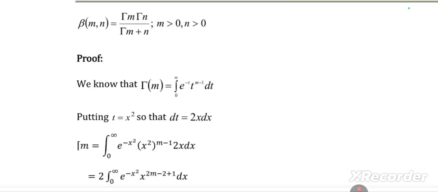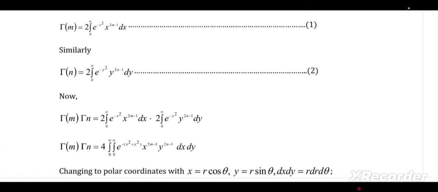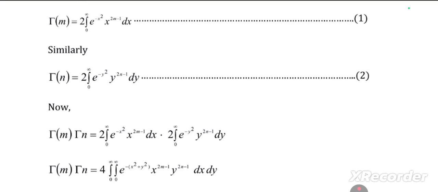The next step, take that 2 outside of the integral. 2 times the integral from 0 to infinity of e power minus x square. We have the base x two times, so add the power values: x power 2m minus 2 plus 1 into dx. It will become like this. Gamma m is equal to 2 times the integral from 0 to infinity of e power minus x square, x power 2m minus 1 into dx. Take this as equation number 1.